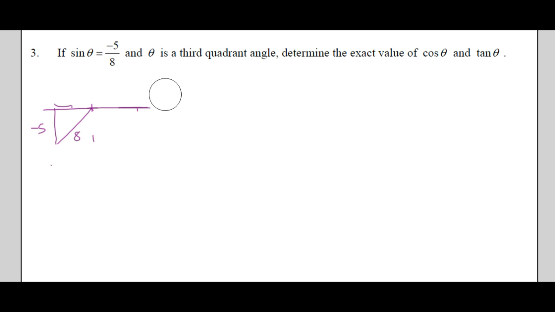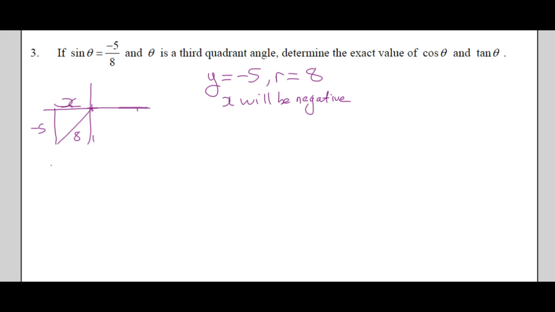So we know that when we work out the x value, the x value is going to be negative, right? Because what did they give us? Y and r. What do we know? We know r is always positive. Okay, so y is equal to negative 5, r is equal to 8, and for us, x will be negative.